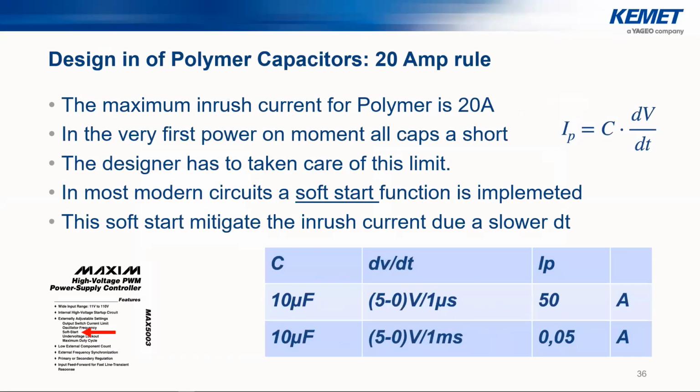But for sure, nothing is perfect. There are some rules which need to be considered. For the polymer capacitor, it's our 20 amps rule. So the maximum inrush current for a polymer capacitor is 20 amps. And in the very first power-on moments, all caps are short. This needs to be considered.